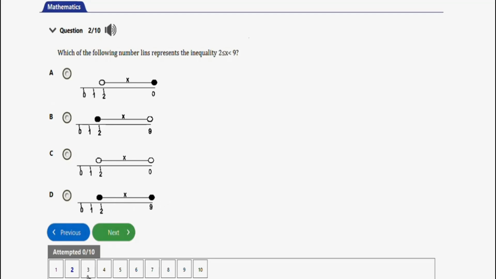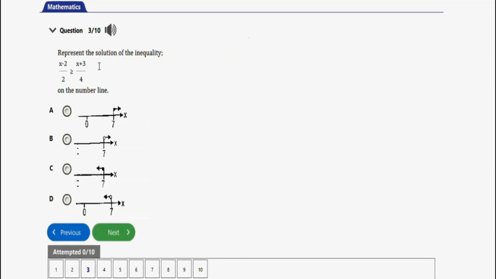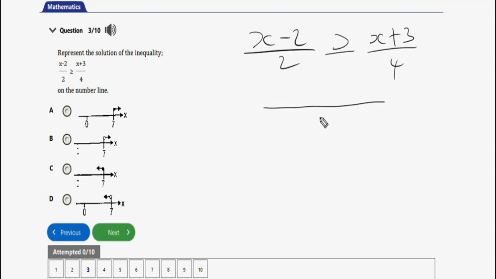So the next repeated question will be this one. It says represent the solution of the inequality on the number line. So let's solve this problem together. So we have x minus 2 over 2 is greater than or equal to x plus 3 over 4. So we find the LCM. LCM is 4. 2 into 4, we have 2. So we're going to have 2 in bracket x minus 2 is greater than or equal to 4 into 4 is 1, so 1 times what we have here, x plus 3.